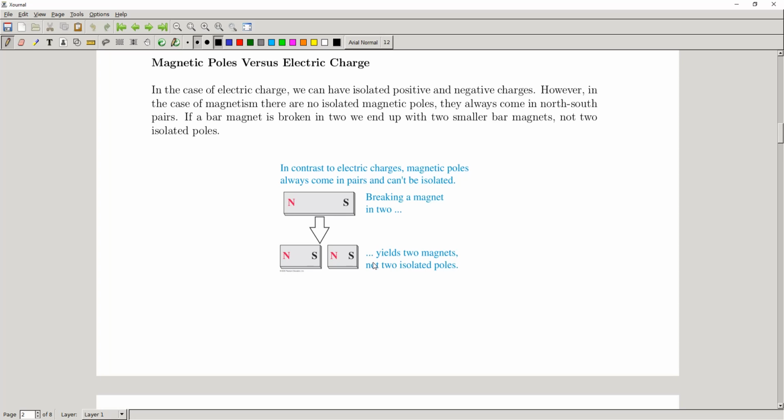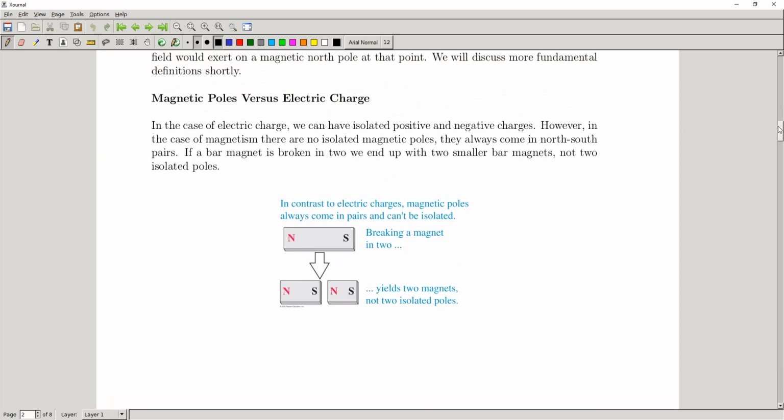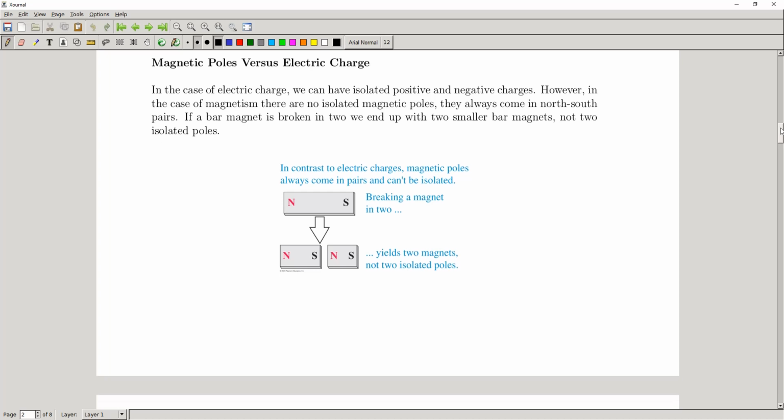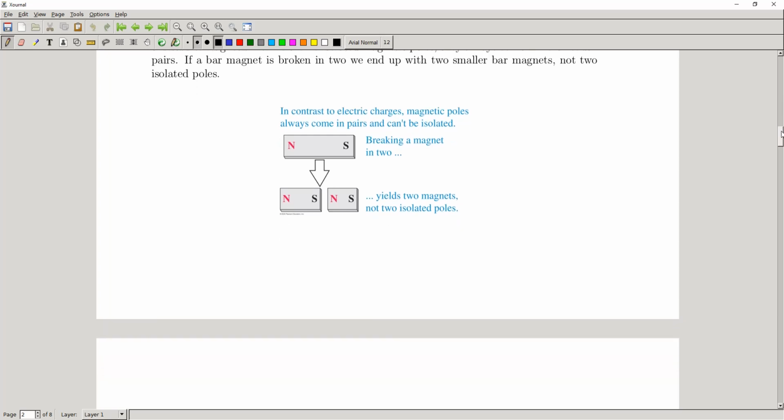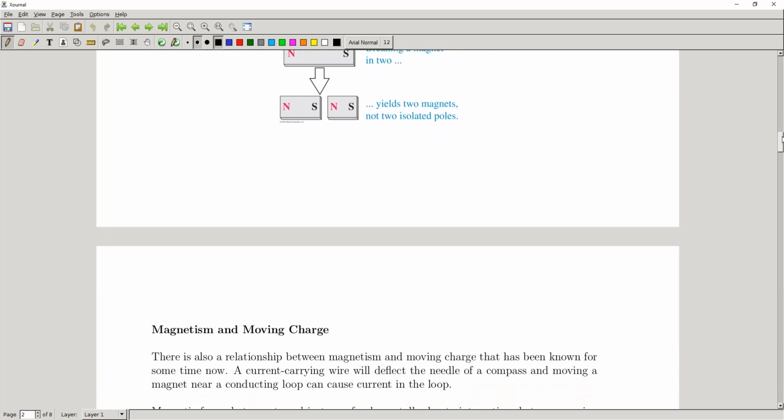Okay, so this is one of the key things that underpins a lot of our ideas in physics. If we found that there was such a thing as a magnetic monopole, a single magnetic pole, in nature, this would change a lot of our ideas about physics. But so far there have been extensive searches, and as far as we know, there's no such thing. So whenever you have a magnet, no matter how small you slice it up, you'll end up with two magnets, not two single poles. Okay.